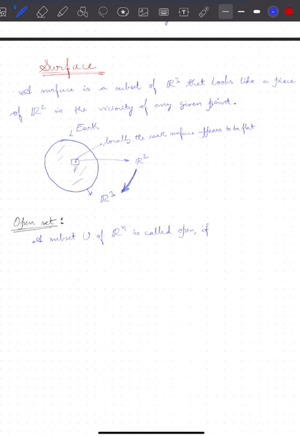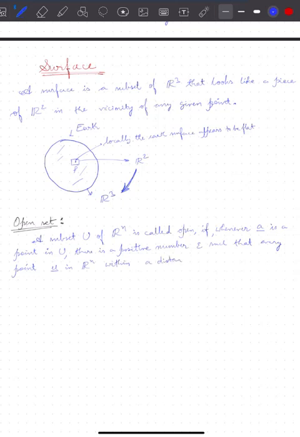if whenever a vector A is a point in U, there is a positive number epsilon such that every point, vector u in Rn, within a distance epsilon of A vector, is also in U.